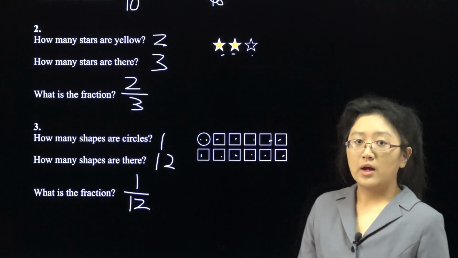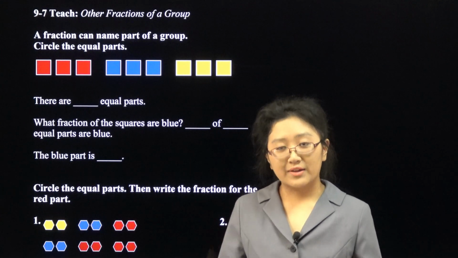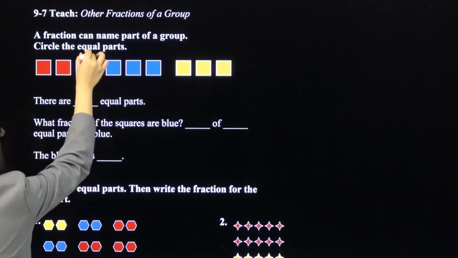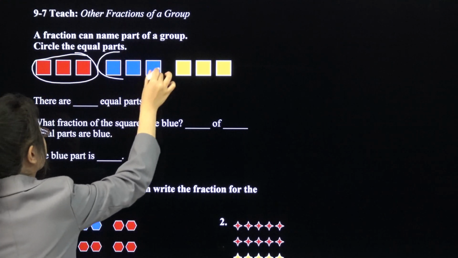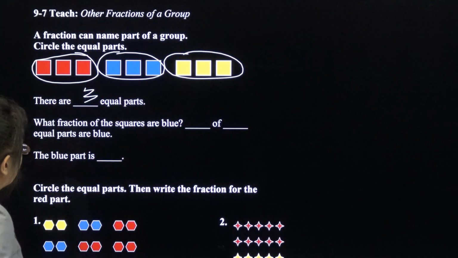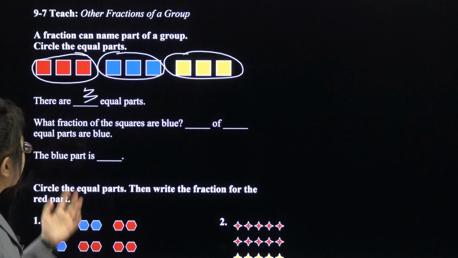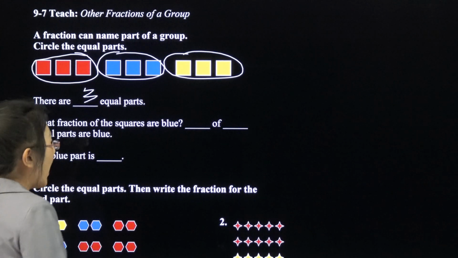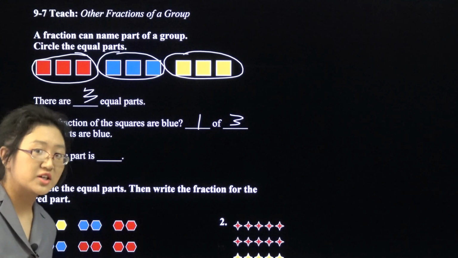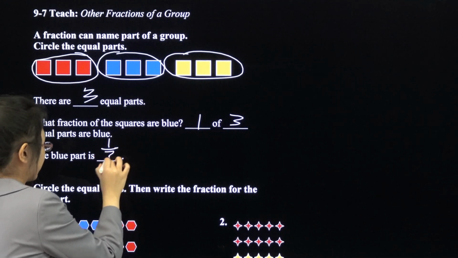Okay, so the next section is about a different type of group. Now these groups have equal parts. Let's circle them. So here's a group of 3, here's another group of 3, and here's another group of 3. There's 3 groups of 3, so there's 3 equal parts. So what fraction of the squares are blue? Well, in these 3 equal parts, 1 of the 3 equal parts are blue. So the fraction of blue squares in this group is 1 over 3.